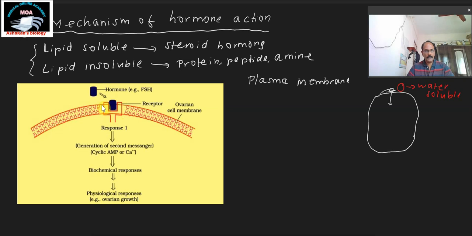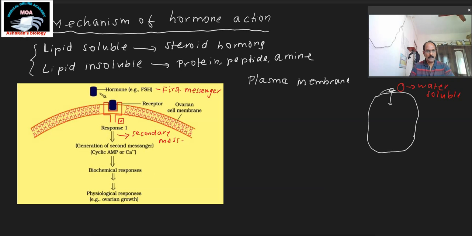Then what will it do? This receptor molecule transfers the hormone inside, it sends it in. The hormone came inside. After the hormone comes in, it shows the first response. What is the first response? First response means it produces a secondary hormone, the second messenger. Hormone is the first messenger, and here it produces a secondary messenger. First response means producing the secondary messenger.